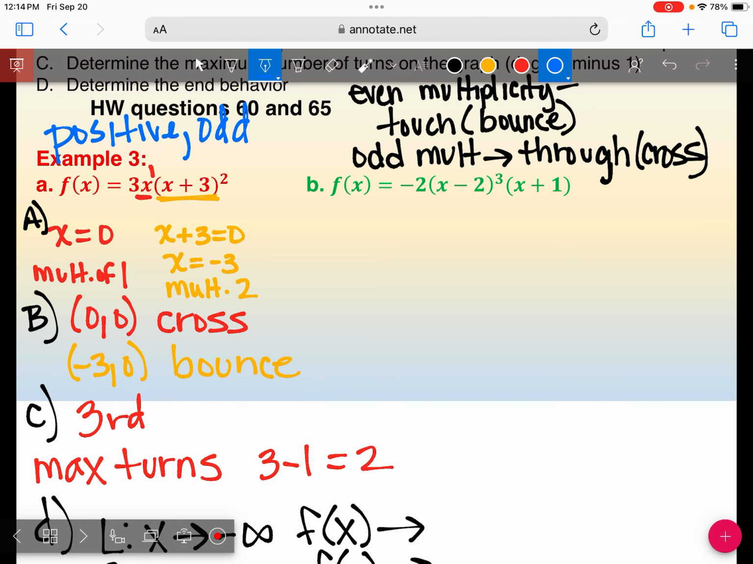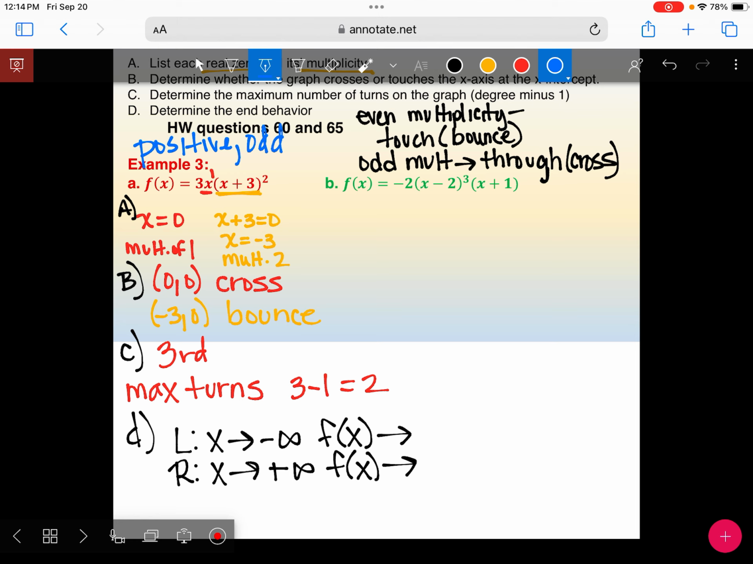And when it's positive and odd, this is what your end behavior looks like right here. On the left side, it's going to go down, and on the right side, it's going to go up. The right side always does whatever the sign of this is. Because this is positive, the right side is going to go up. The left side is going to go down. Before we do B, this will all make sense if we do a little sketch, and then we'll talk about B.